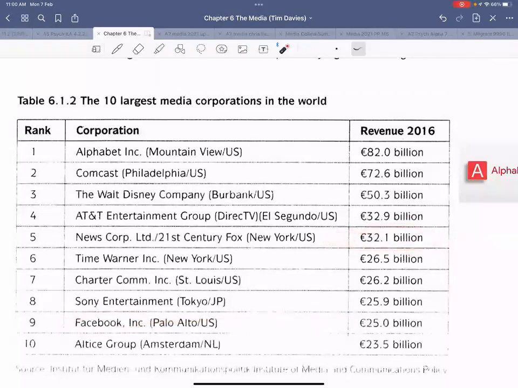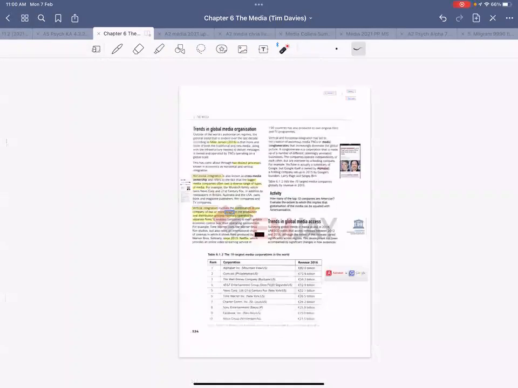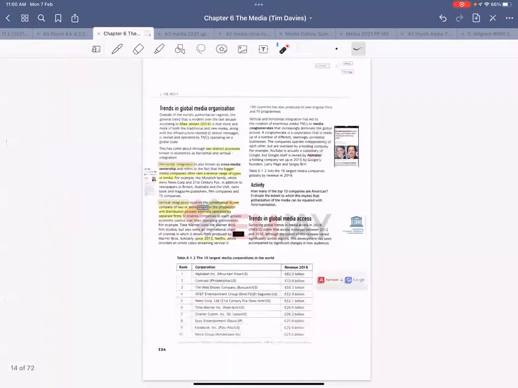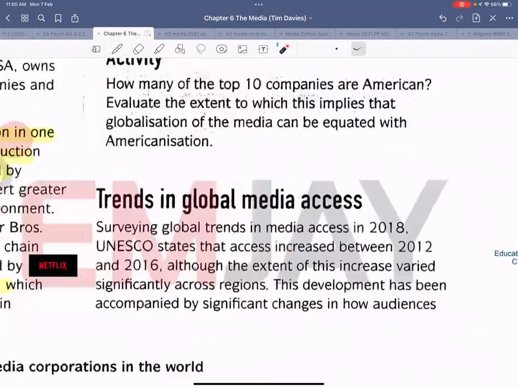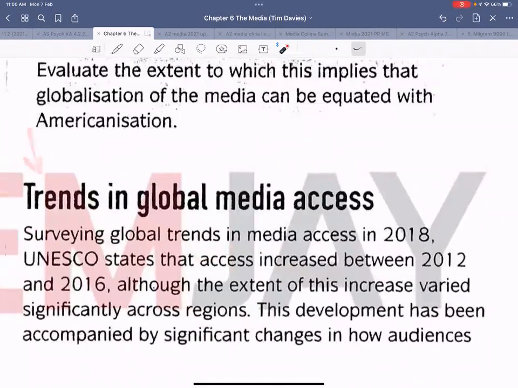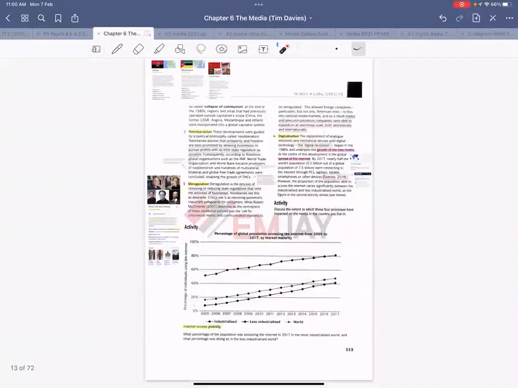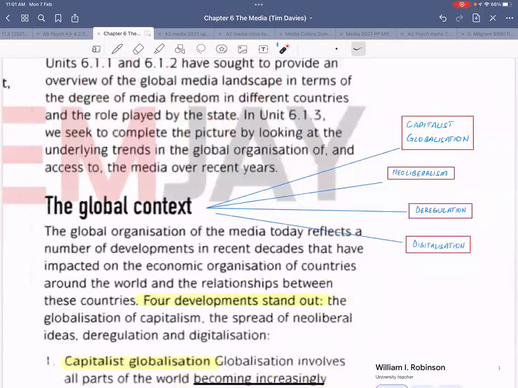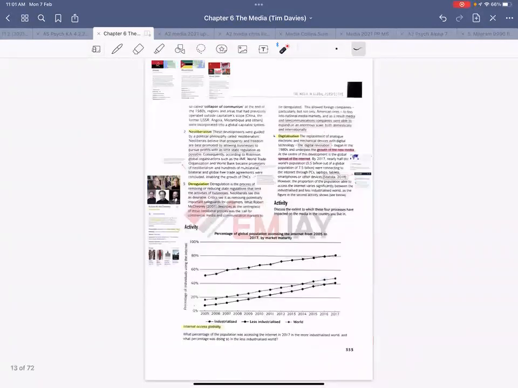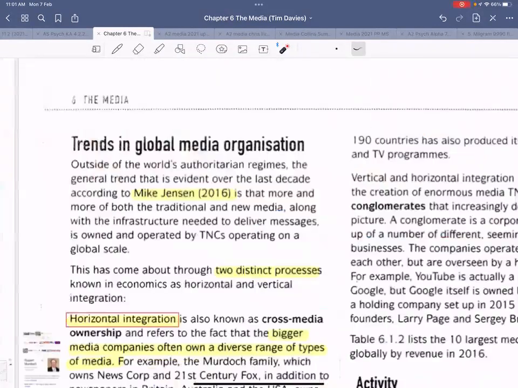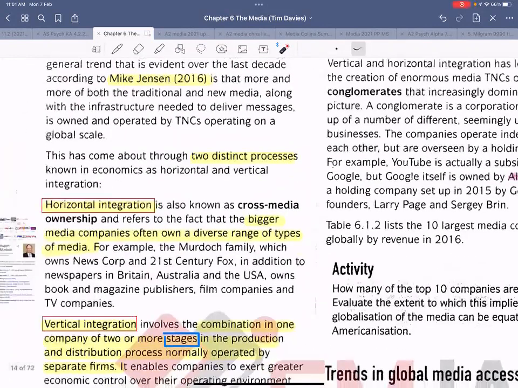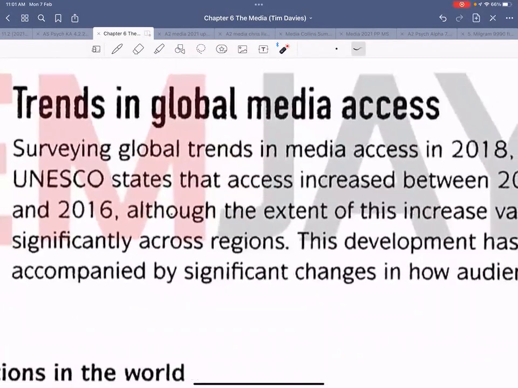Okay. So do you all get this? Right. So moving on, if we take this a step ahead, where were we? Yeah. Next, we talk about trends in global media access, right? Before this, we started off with the global context. This is the third or the fourth time I'm reminding you of the same thing. We spoke about these four factors. Then we discussed trends in global media organizations, where we spoke about horizontal integration and vertical integration. And now we talk about trends in global media access, right?